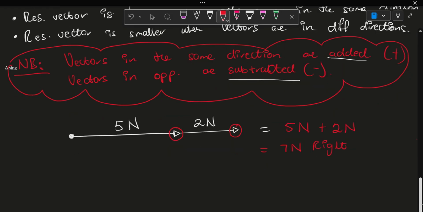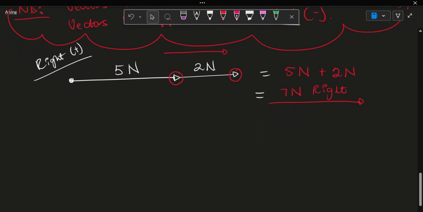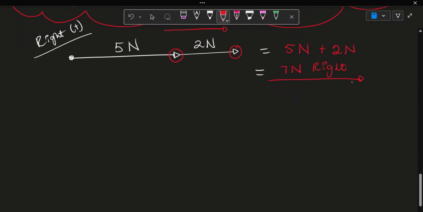Well, I knew it was to the right just because both my arrows are to the right. But another thing you could actually look at is the sign. Remember, you've chosen a convention and you have chosen right. So your convention was right is positive. So obviously, if you have a positive answer, that means it's to the right. You'll see how helpful that is in just a moment. So we've looked at 5 plus 2 newtons, that gives us 7 newtons to the right.